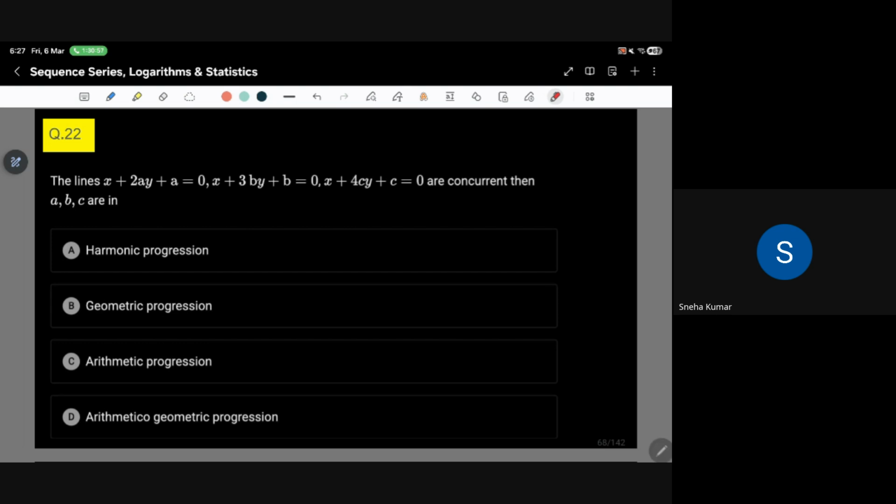So if the lines are concurrent, then the value of that determinant will be 0, formed by the coefficients of x and y and the constant term. And then 1. Okay. So we cannot take anything common out of this. So let's just open it.